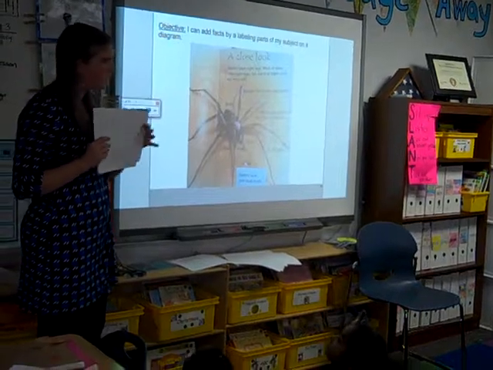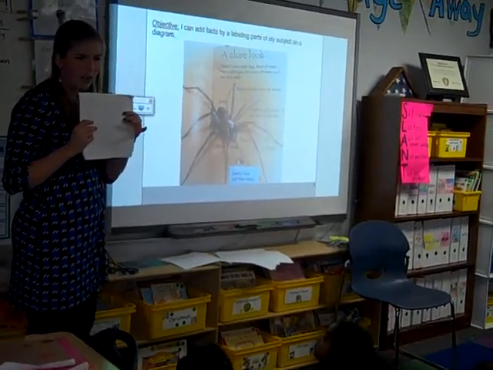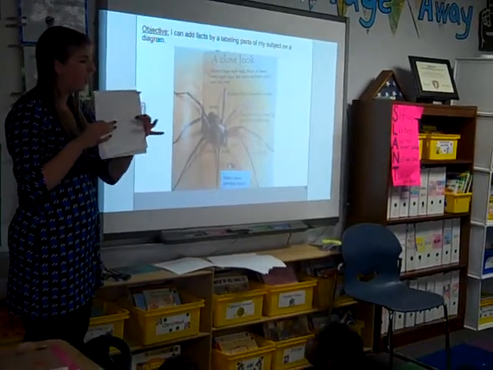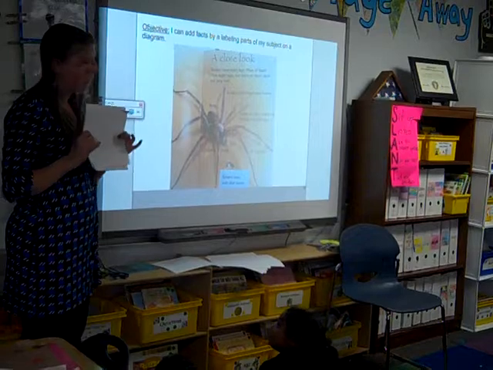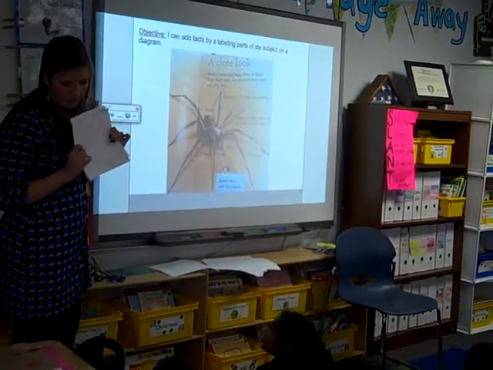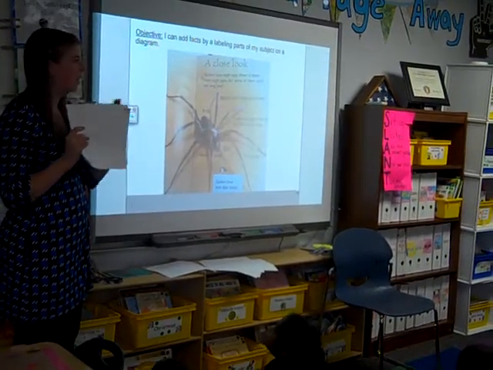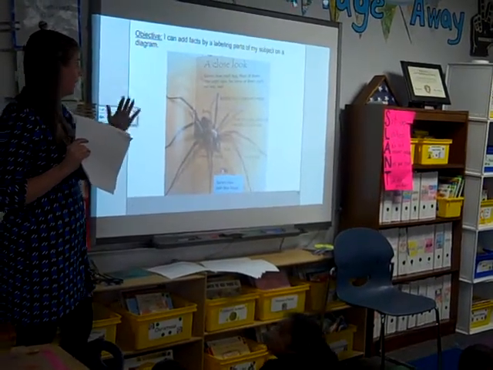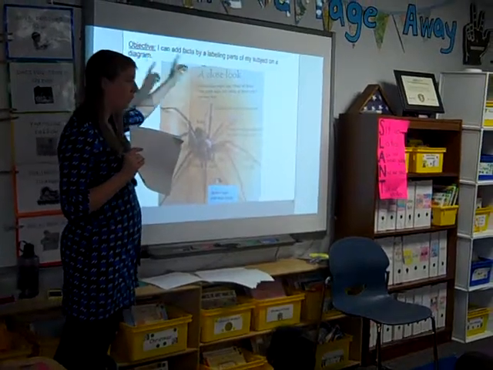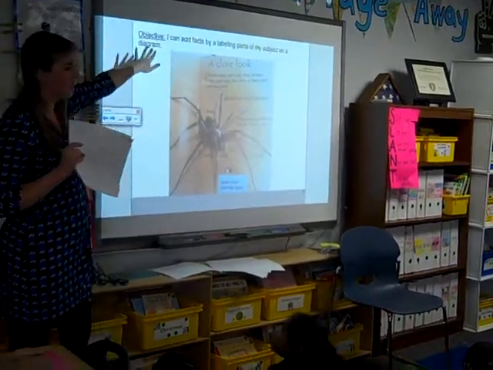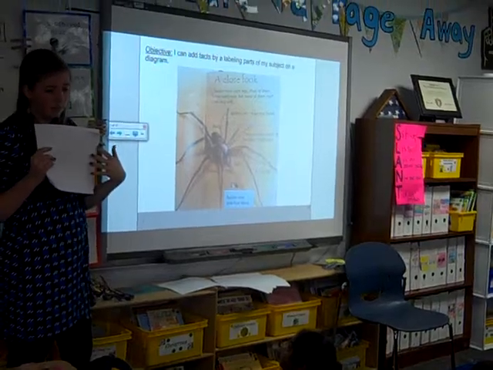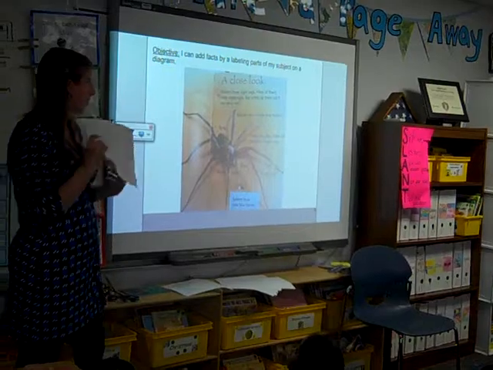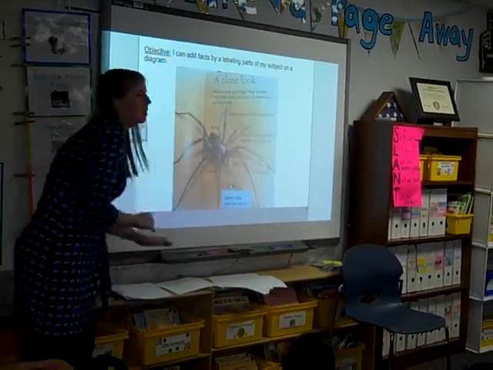When you go back to your seats, if you thought, yeah, I want to draw my subject and label it with a diagram, then you can come up and get one of these pieces of paper. When I'm conferencing today, I'm going to be looking for writers who are thinking about what they want to teach their reader. If you want to teach your reader the parts of your subject, then you can create a diagram. You can either draw it in your book, or you can use one of these special diagram papers. Okay? So we're ready to go back to our seats and start writing.